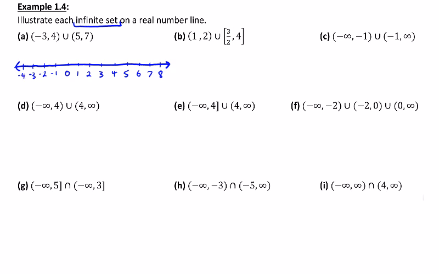And when I look at the first set, I see -3 to +4. And the second set is going to be from 5 to 7.